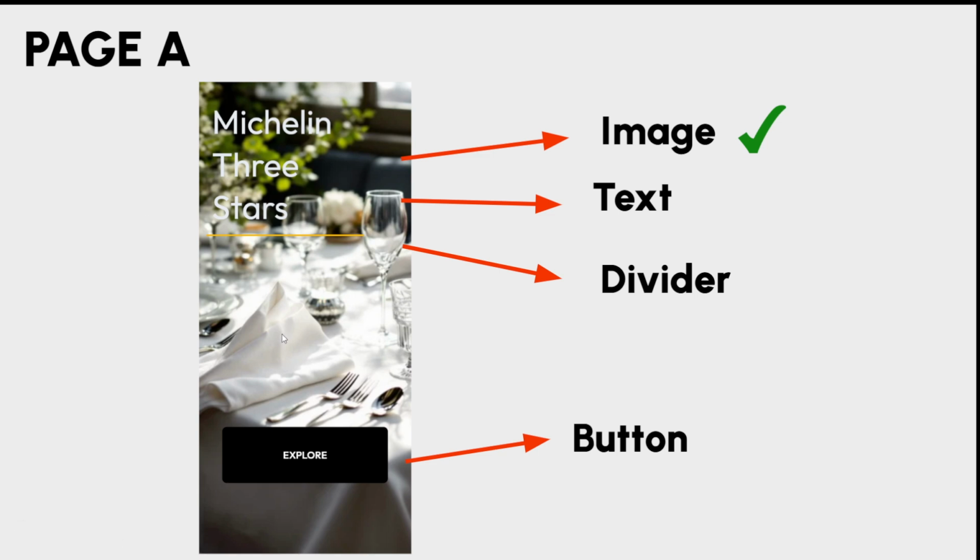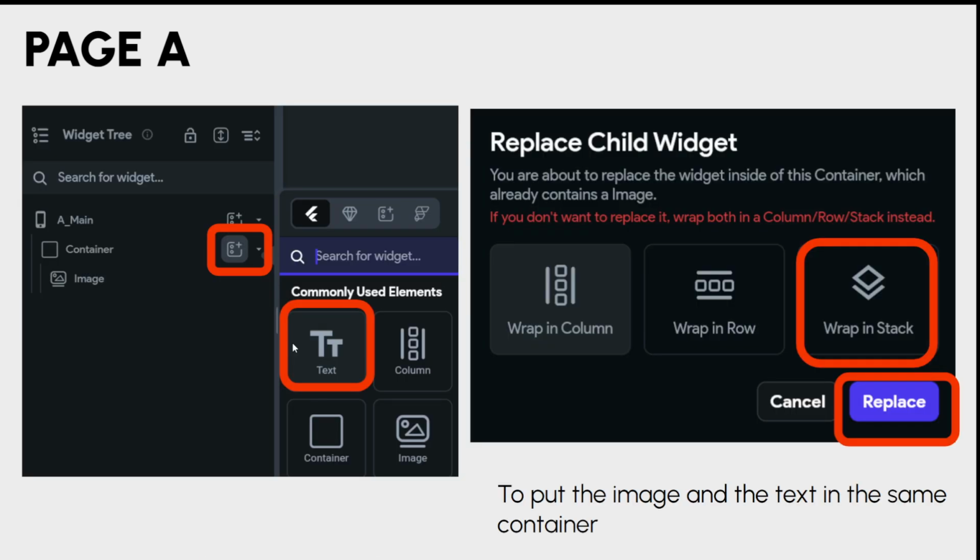What's the next widget we need? It's the text. Make sure the container is selected on the left and click its Add Widget icon again. When you try to add a second widget directly into the container, you'll likely see this pop up. It's asking how you want to arrange multiple widgets within the container.